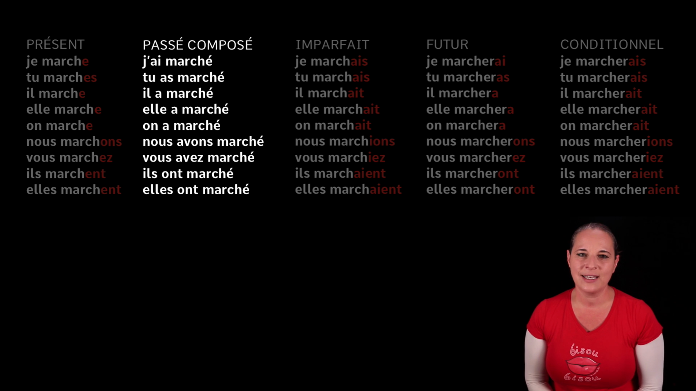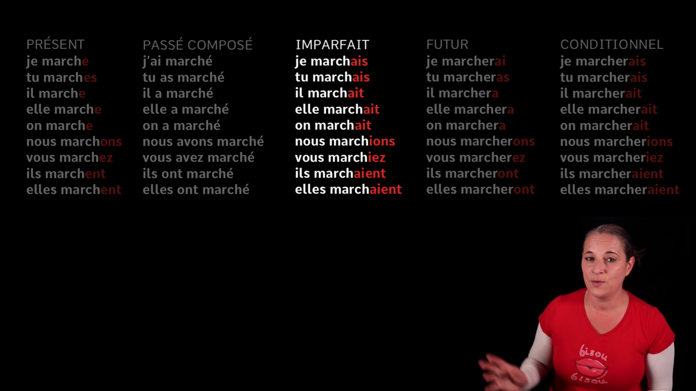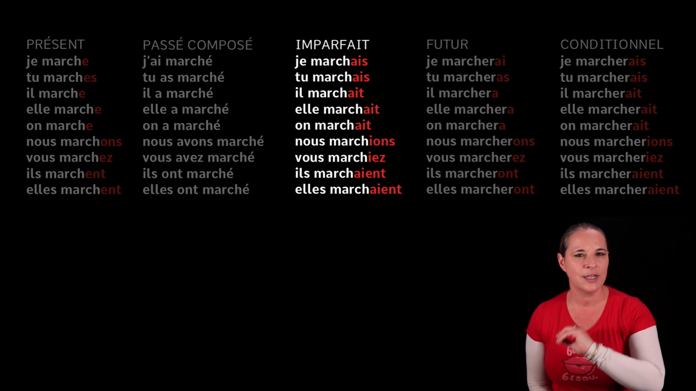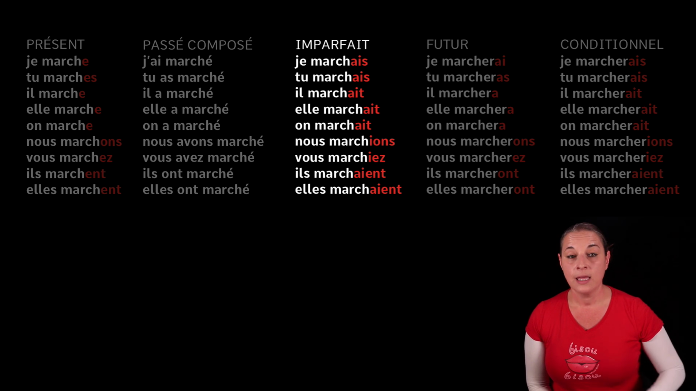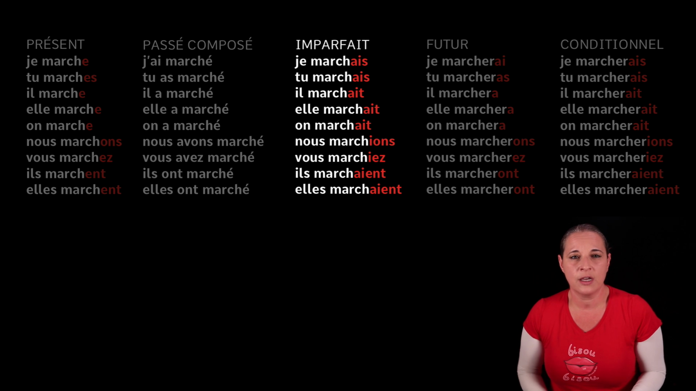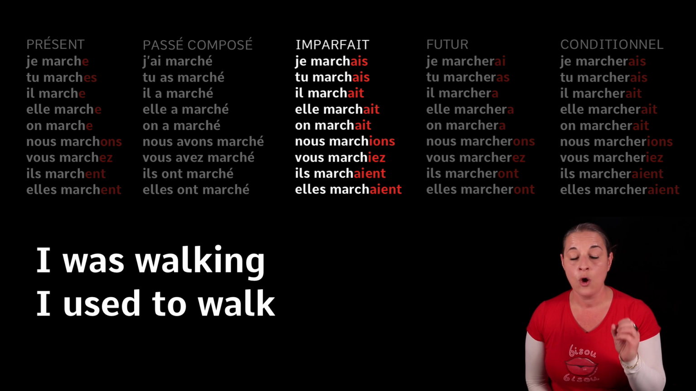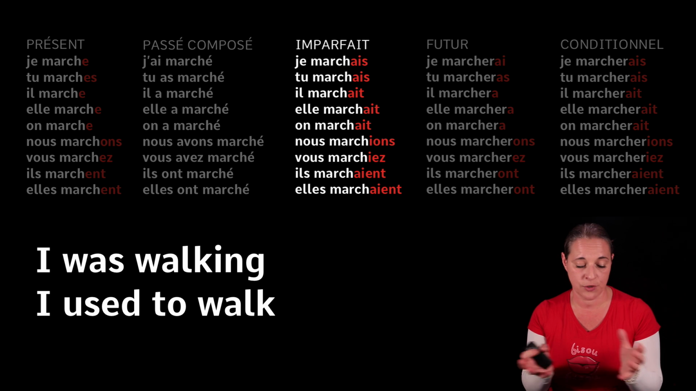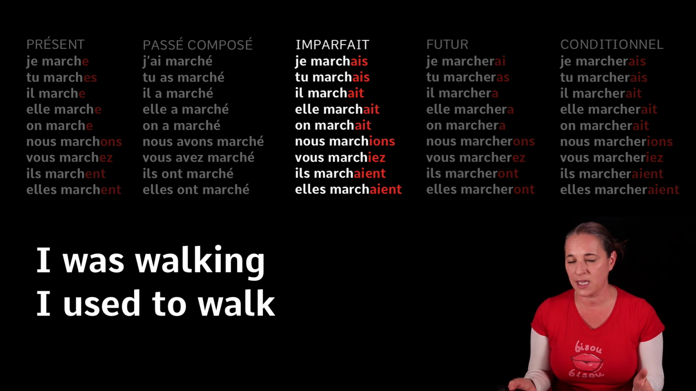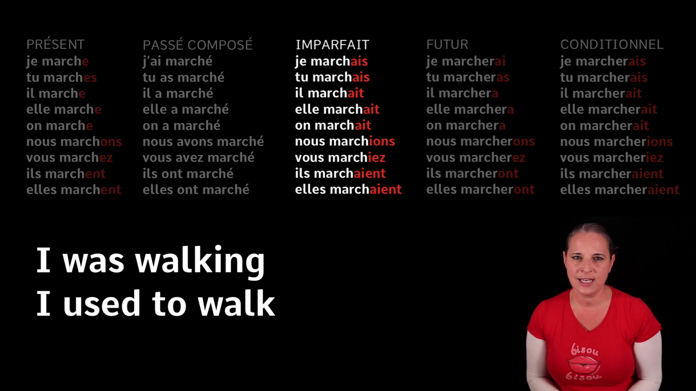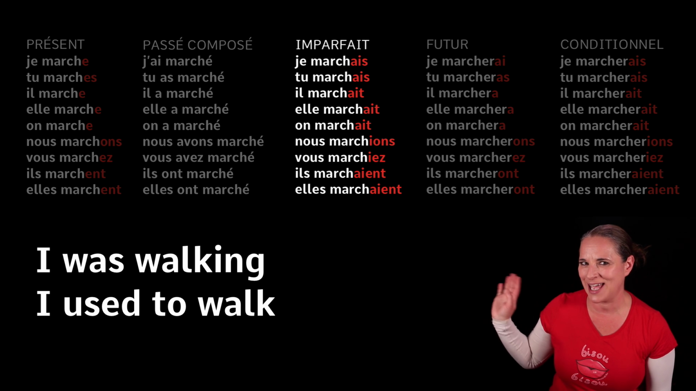Now let's have a look at another tense next to each other, and you will see is there a pattern, is there not a pattern? Let's have a look at the imperfect tense. Now the imperfect tense of marcher, we are going to learn how to say I was walking or I used to walk. Once again, in English, you have 2 ways of representing the imperfect. We have only one. And how do we do that? By adding those special endings.